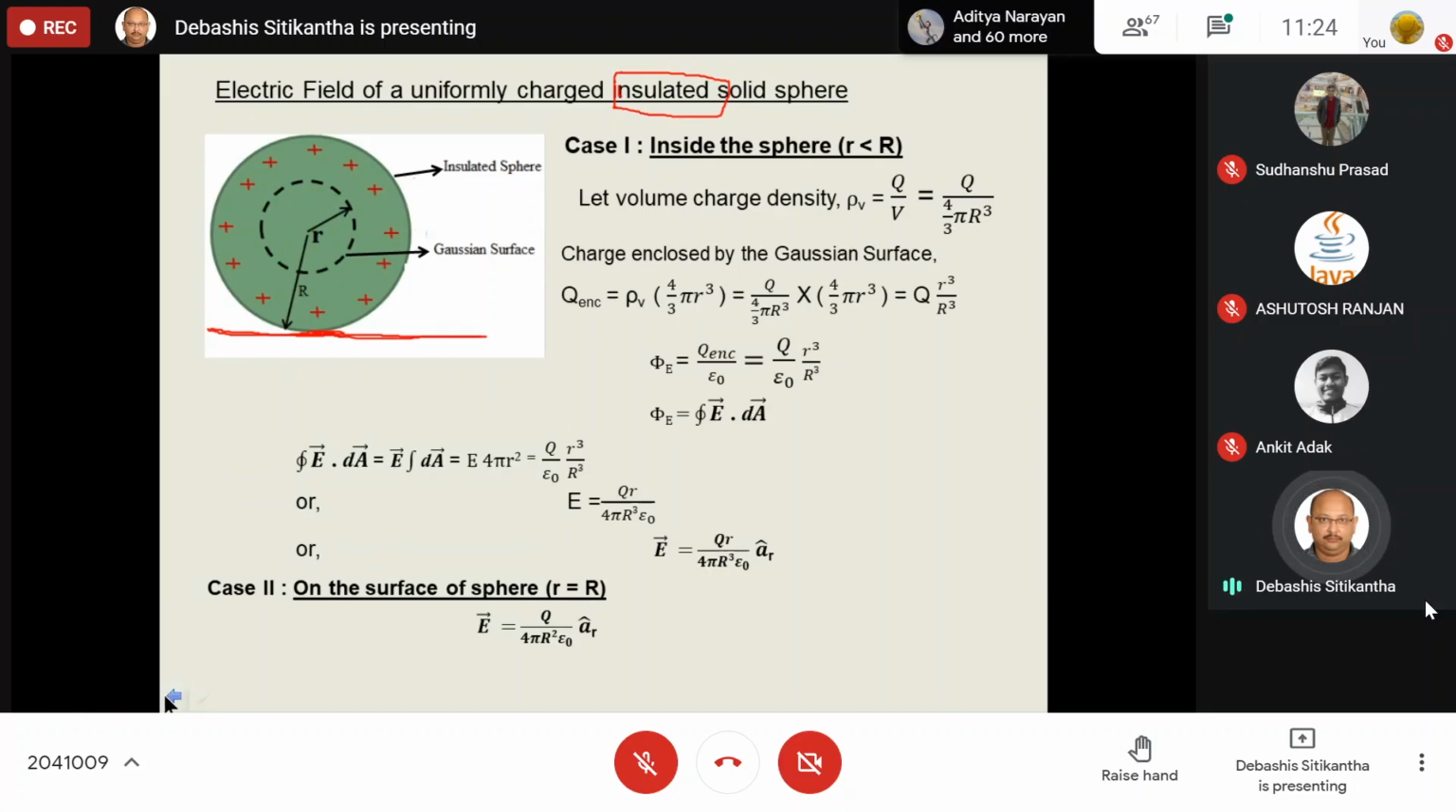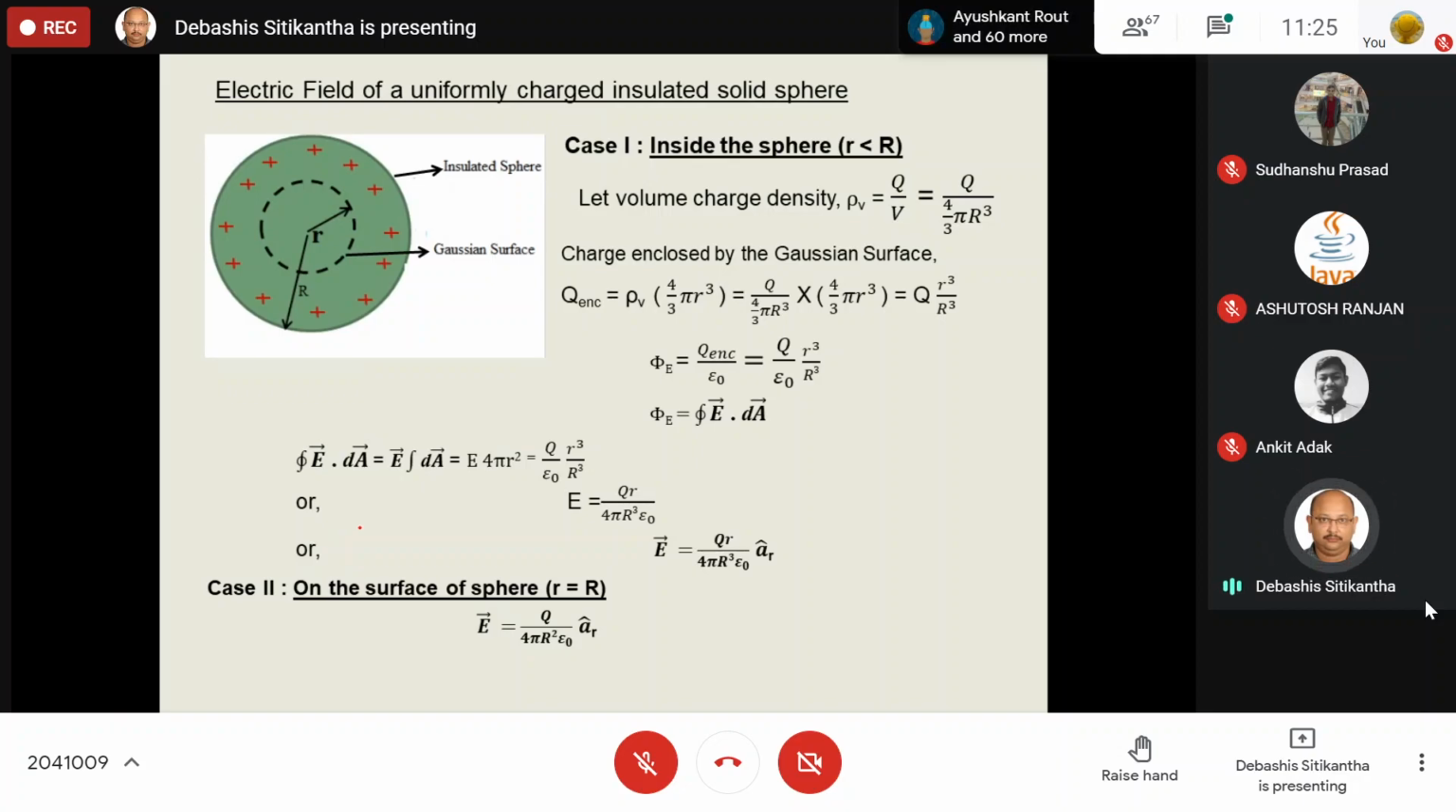So now let us try to see what the expression is for the electric field due to a uniformly charged insulated solid conductor. Similar to the previous case, here we will also have three cases: one inside the sphere, the other on the surface, and the third outside the sphere. Just have a look over here. Even though the calculations look a little complex, believe me, all of them are very, very easy to understand.